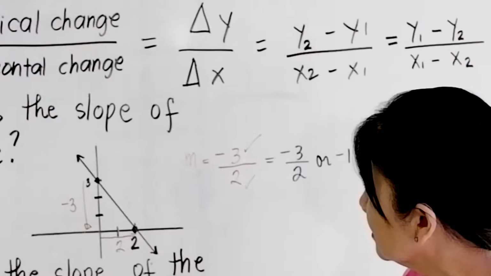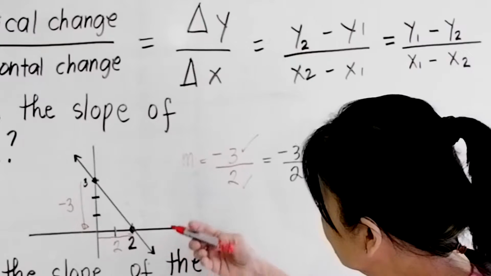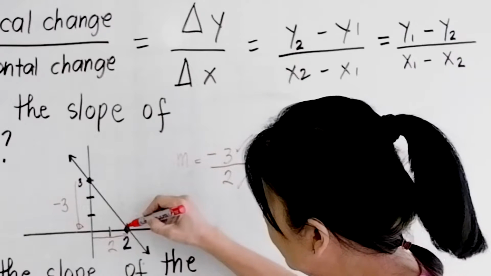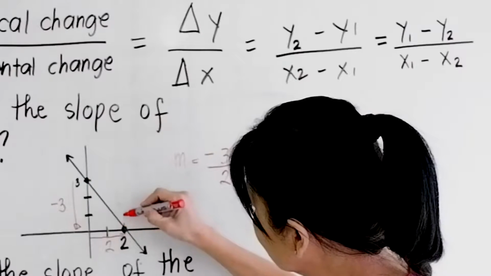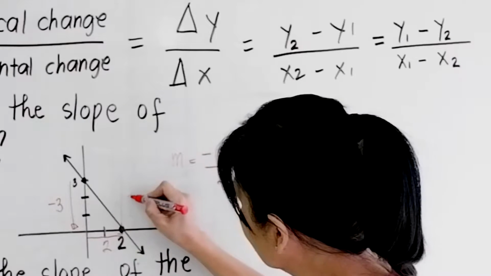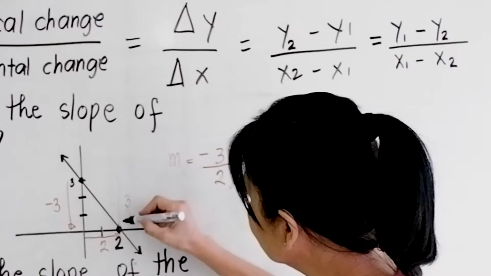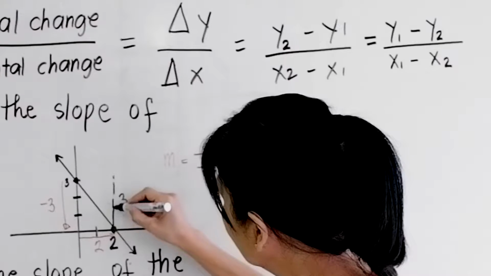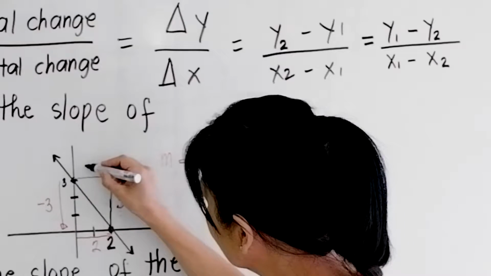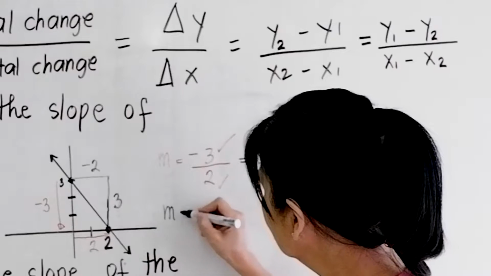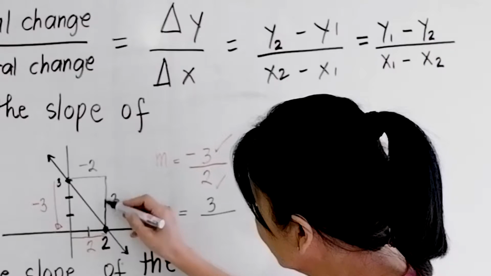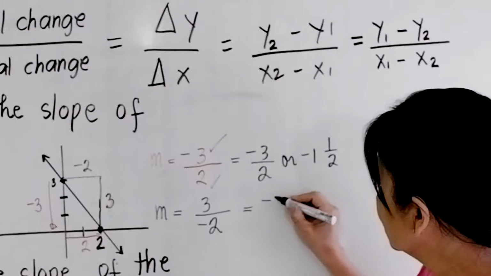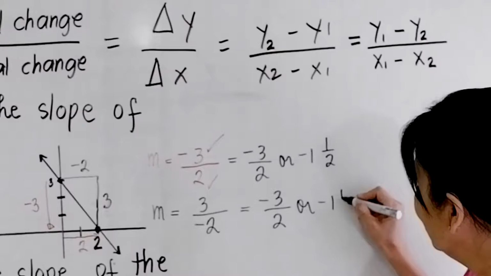Now, you can also use inspection starting from this point going up. So how do you go there? Vertical change here is 3 units going up, so that's +3. That is +3 units going up. And then we move to the left. It is left, so that's -2. So again, 3 up, that's +3, 2 to the left, that is -2. So you still get -3/2 or -1.5.